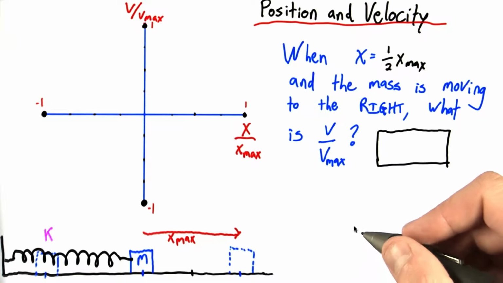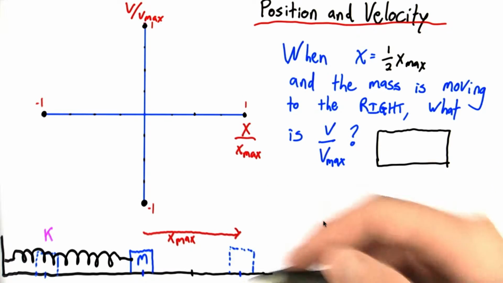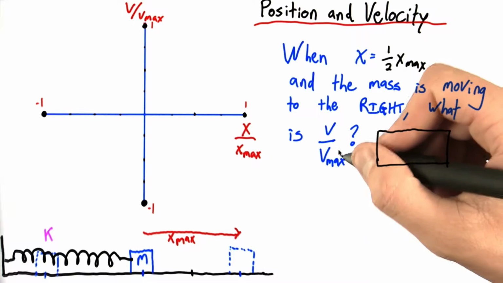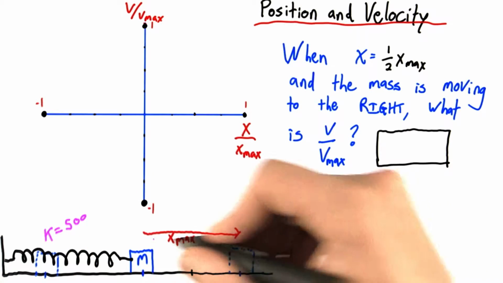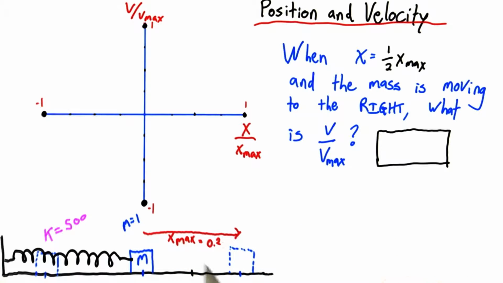Well, normally I would solve this algebraically, and I think that's the best way to do it, and I encourage you to do it in the forums. But since we already calculated Vmax numerically using the numbers I had made up last time, k equals 500, m equals 1, and xmax equals 0.2, let's go ahead and get ourselves an answer.